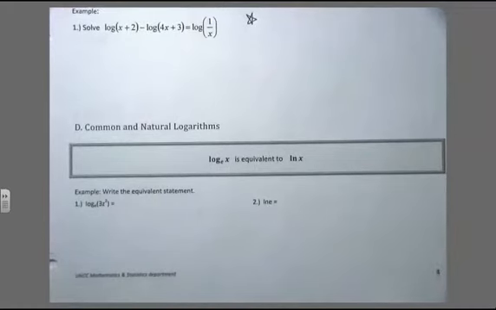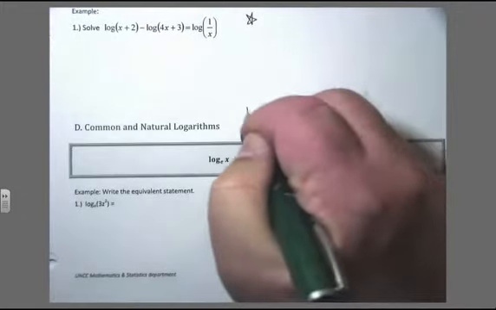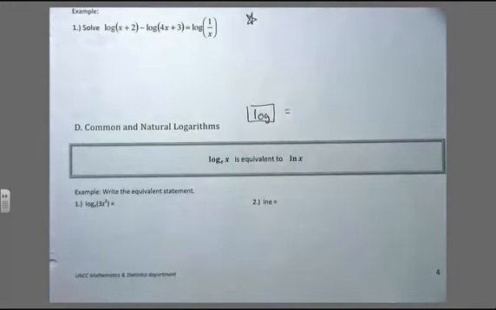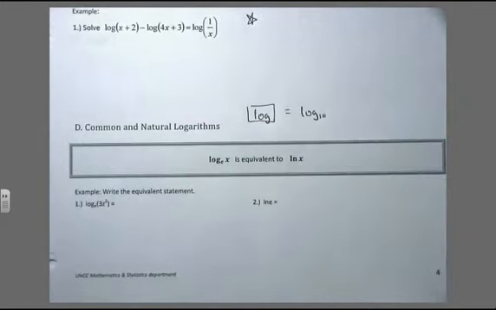There are 2 logs that you want to be very familiar with in terms of your calculator, because we are going to be doing problems on the calculator and working these things through. And the first one is this. What log is this button right here? You see the LOG button on your calculator? What is it? Log base what? Log base 10.